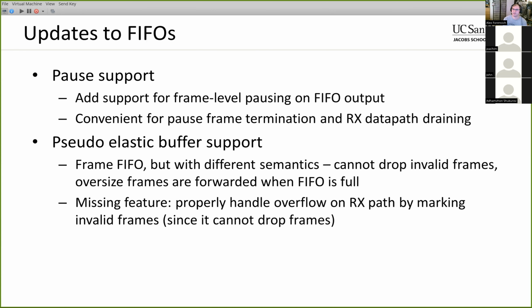This would be super convenient not only for pause frame termination on the transmit path, but also to drain the receive data path as well, if you want to make any changes potentially to components in the application section or whatever. And also, occasionally there have been some issues with Corundum and various corner cases during the driver bringing the link up or bringing it down. So being able to turn off the flow of traffic at the port level would potentially be useful at avoiding some of those problems.